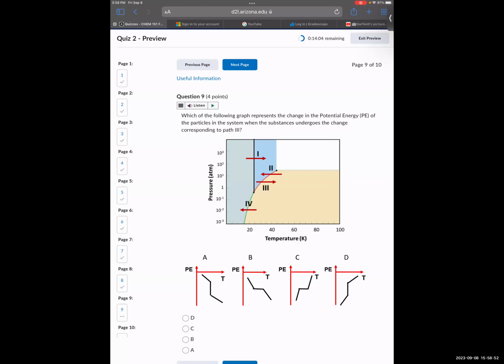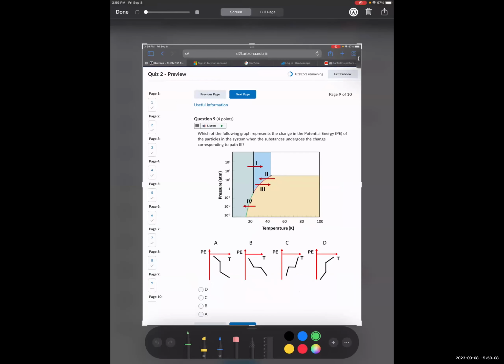Question 9, which of the following graphs represents the change in the potential energy of the particles in the system when the substance undergoes the change corresponding to path 3? In path 3, we are going from liquid to gas. Therefore, the potential energy must be increasing. With temperature, potential energy increases slightly. And remember, we don't have delta PE here, so what we have is potential energy as it is.